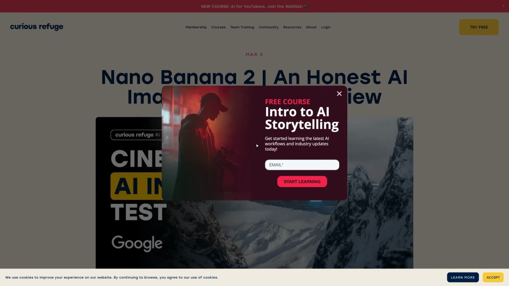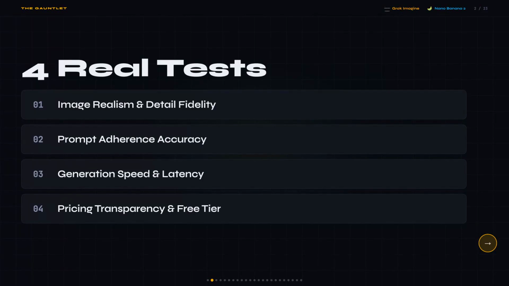Both products dropped major updates in 2026, and free tiers are gone for both of them now. So the cost math actually matters. I'm comparing Grok Imagine versus Nano Banana 2 across 4 real tests, pulling from 17 sources with no vendor money involved and no sponsored placement anywhere.